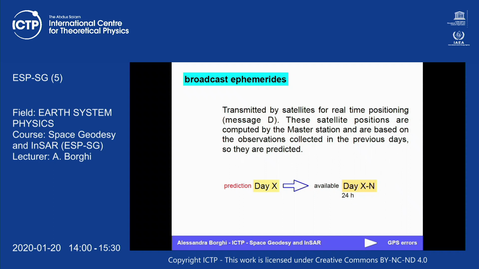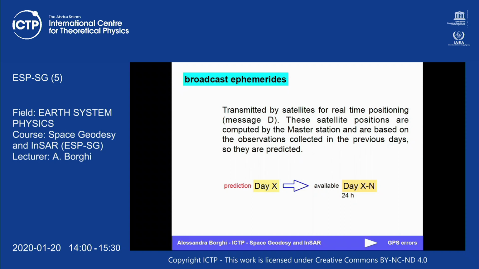The parameters that are transmitted with the D message are called broadcast ephemerides. And these positions are predicted, not observed. It means that the master station can predict where the satellite will be in the next month, for instance, in the future. It's predicted using the knowledge of the gravity field, the perturbation effects and so on. But it's not measured, it's predicted.